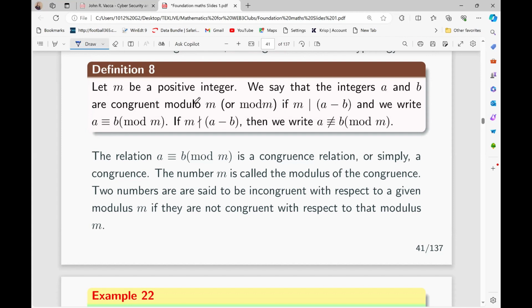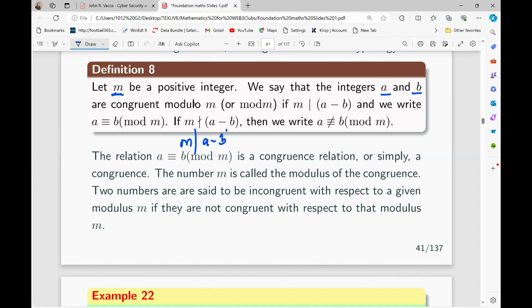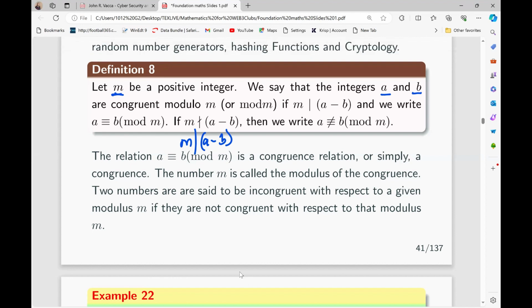I began with this definition: if m is any positive number, when do we say that two numbers are congruent? I said that these two numbers A and B will be congruent mod M if M can divide their difference. If M can divide their difference, then we say that they are congruent.